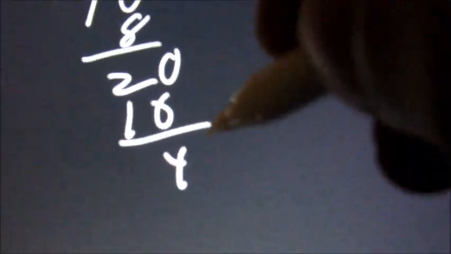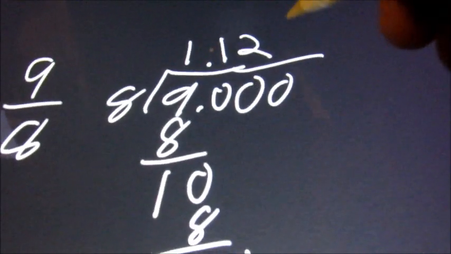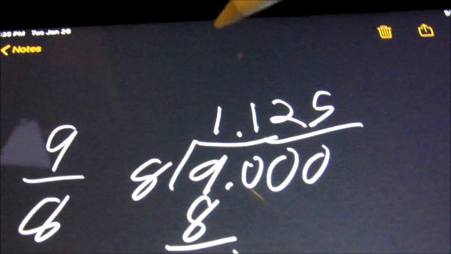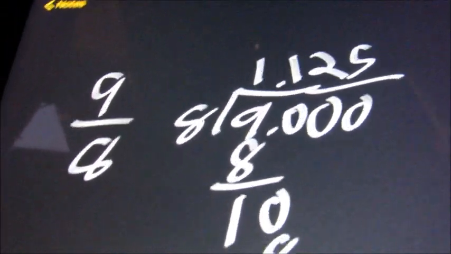Bring down the 0. 8 will go into 40 5 times. 5 times 8 is 40. And we get 0 remainder. So our answer is 1.125.